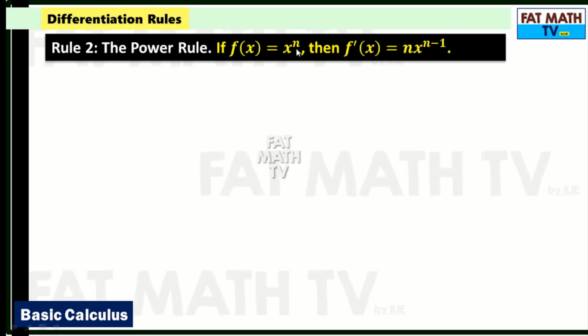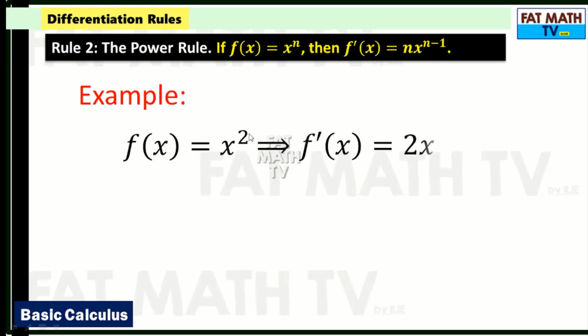This can be derived by using the limit definition of the derivative and applying the binomial expansion. For example, f of x equals x squared. Our n here is 2, so 2 is going to be the numerical coefficient. That's 2 times x raised to 2 minus 1. The exponent is 2 minus 1 because that's n minus 1, and 2 minus 1 is 1.